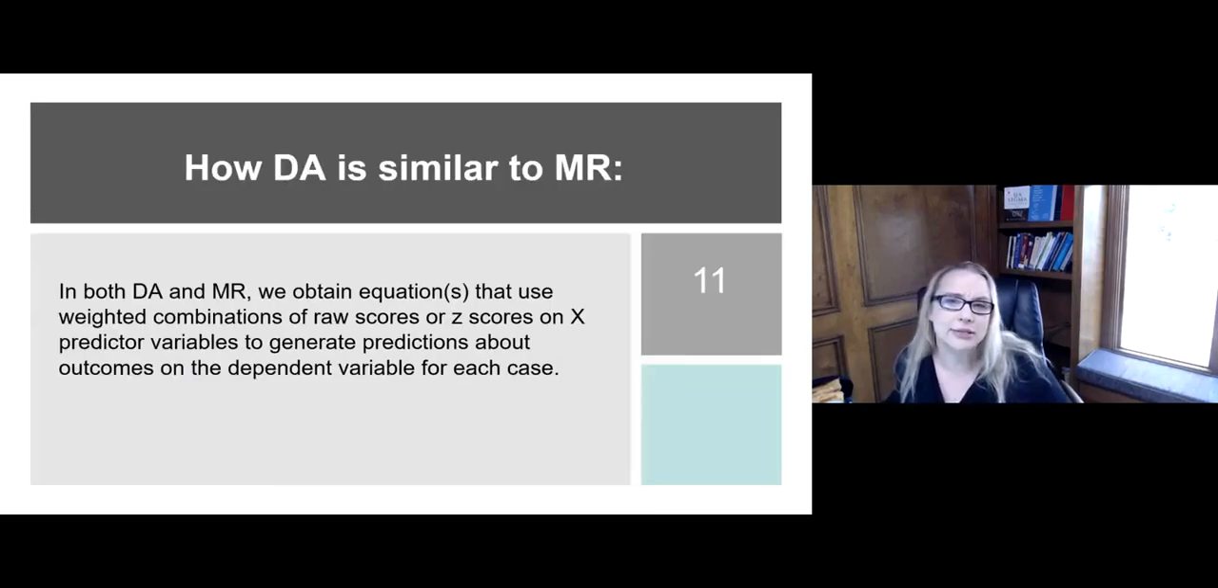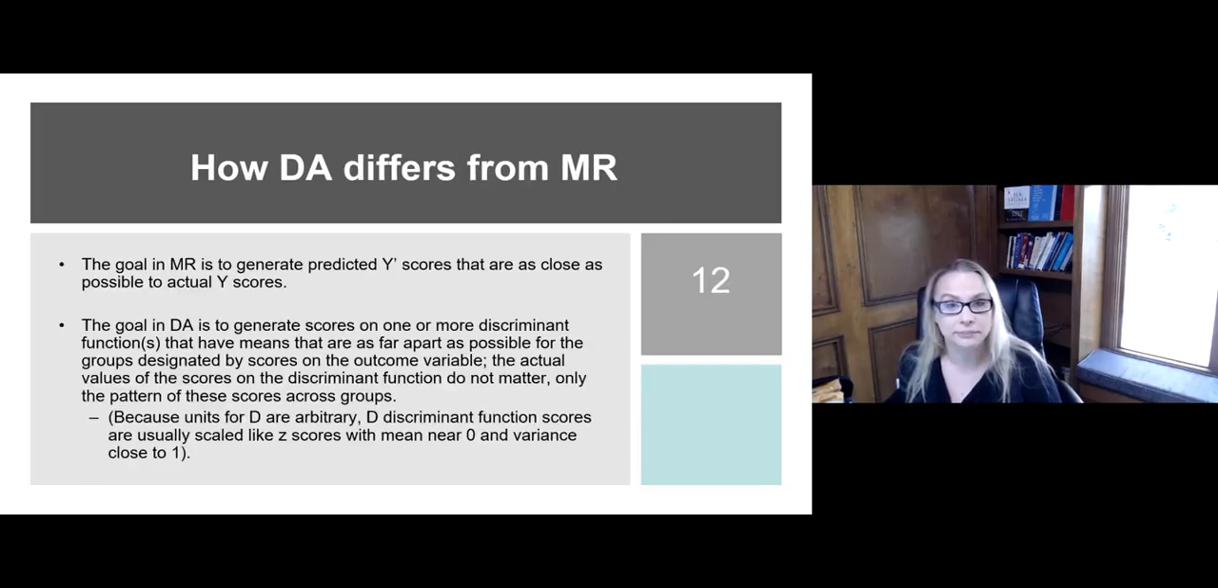Both types of analysis result in equations based on weighted combinations of raw scores or standardized scores of the X predictor variables. So they both use a weighting factor, meaning that some variables are going to be more important than others when they make predictions about the outcome variable for each case. Like multiple linear regression, discriminant analysis uses optimal linear combinations of predictor variables to predict and explain the outcomes.